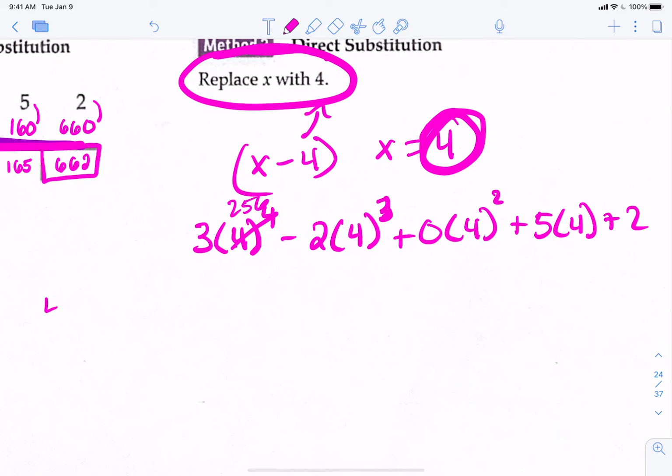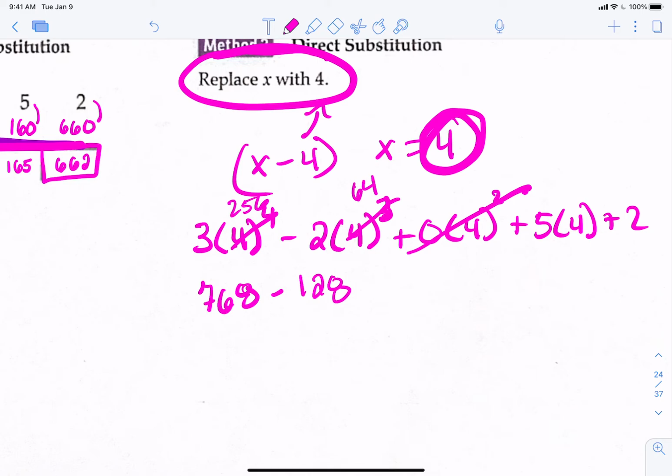Like 4 to the fourth power means 4 times 4 times 4 times 4. So if you multiply these 4s, that's 16. These 4s, that's 16. 16 times 16 is 256. Right? Okay. 256 times 3, Taylor got what? 768. Okay. 4 to the third power. 4 times 4 is 16. 16 times 4? 64. You can do that times 2. What's 64 times 2? Minus 128. Okay?